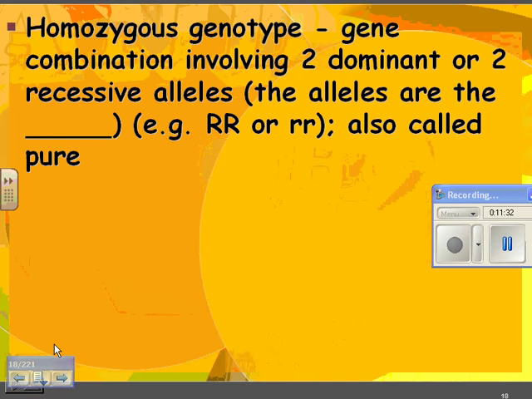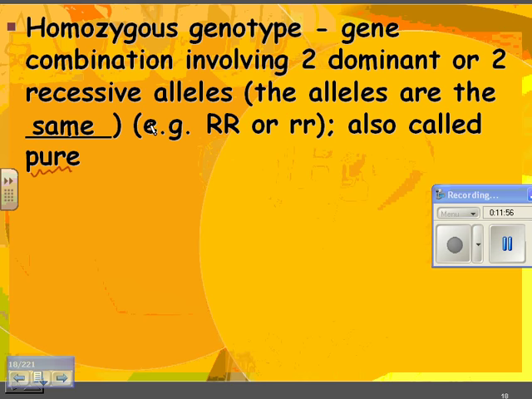A couple more definitions. Homozygous. Homo means same. So homozygous genotype, this is a gene combination involving two dominant or two recessive alleles. So the alleles are the same, either big R, big R, or little r, little r. If you're talking about plants, you also sometimes call it pure. Big R, big R is certainly no better than big R, little r, but we call it a pure trait because that's what Mendel called them.